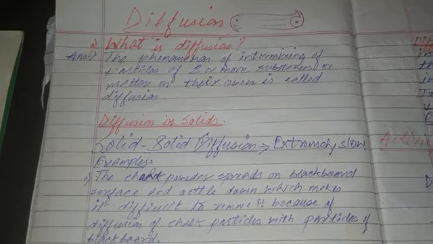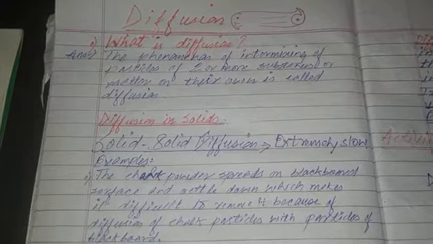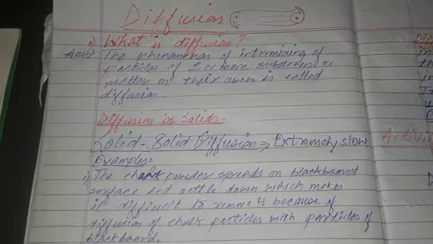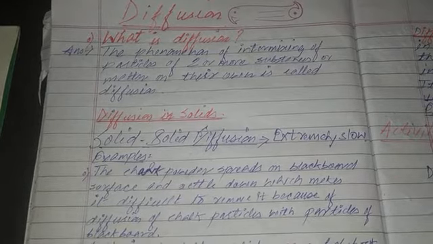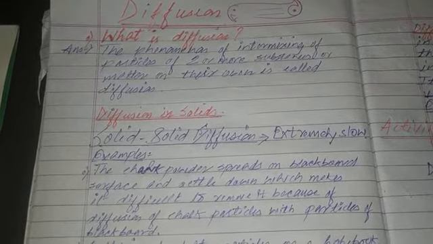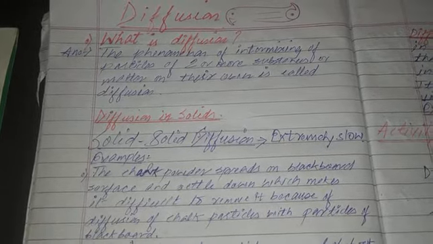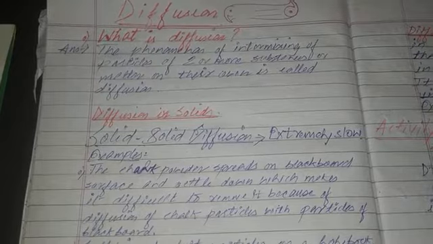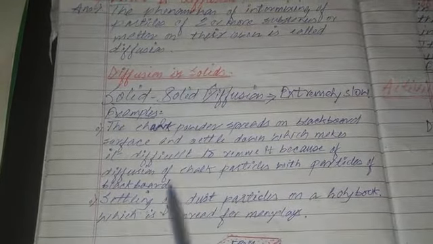Yes, students, now I have a very interesting property in front of you about the physical states of matter, that is diffusion. Let's understand this. Actually, diffusion is a phenomenon of intermixing of particles of two or more different substances or matter on their own. It is called diffusion. How to understand this? See, let us understand diffusion in solids first of all.